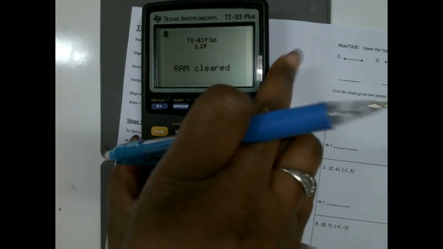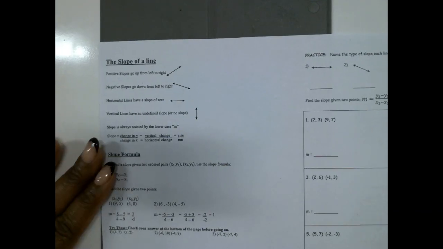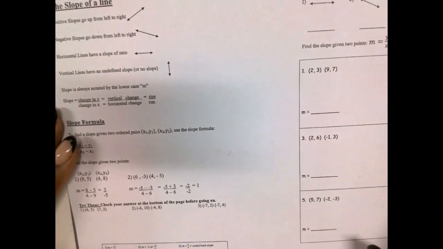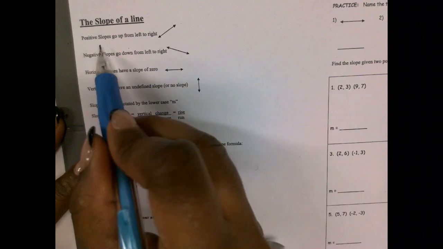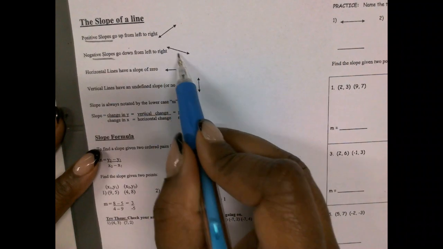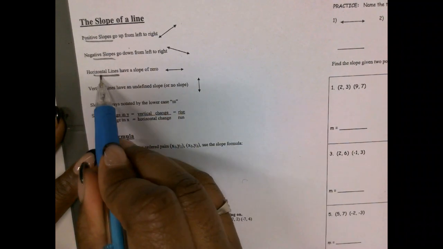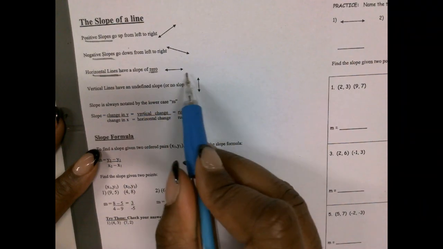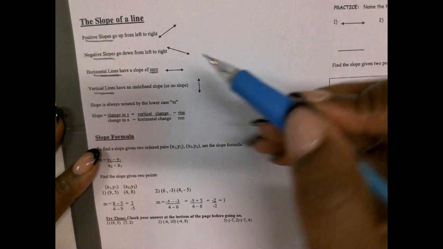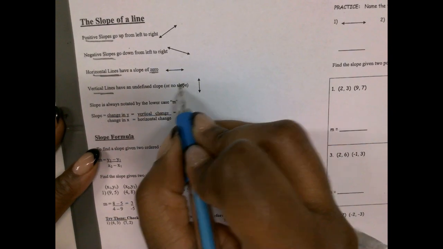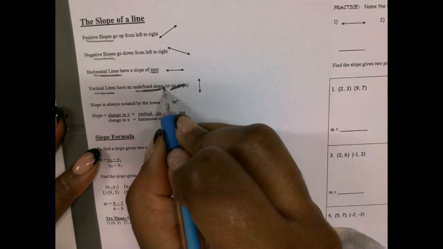All right, here we go. Okay, so now we're going to review slope of a line. Remember, there are 4 different kinds of slope. Positive slope means that the line is going up. Negative slope means the line is going down. Horizontal lines have 0 slope. Flat lines, okay? Vertical lines, those are up and down lines, have undefined slope, okay?